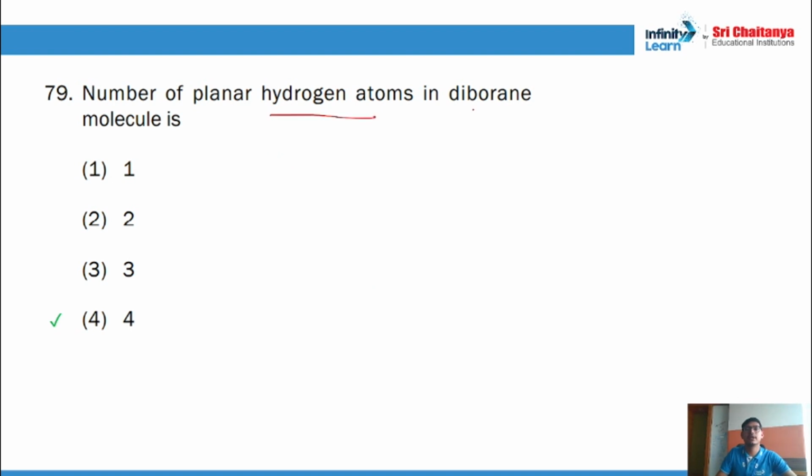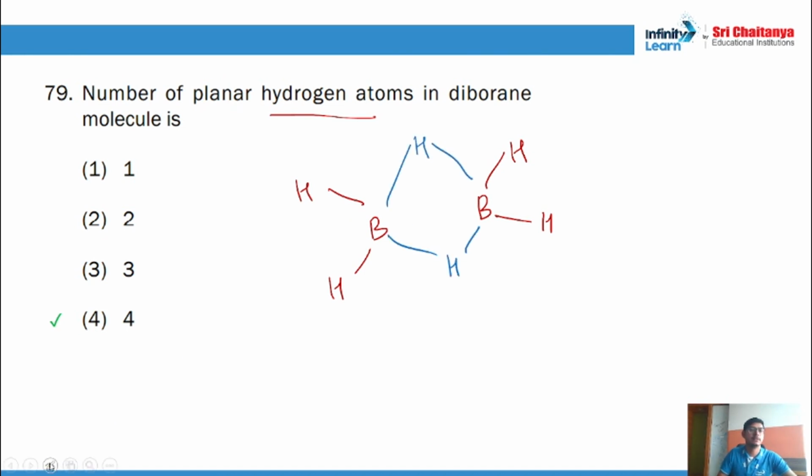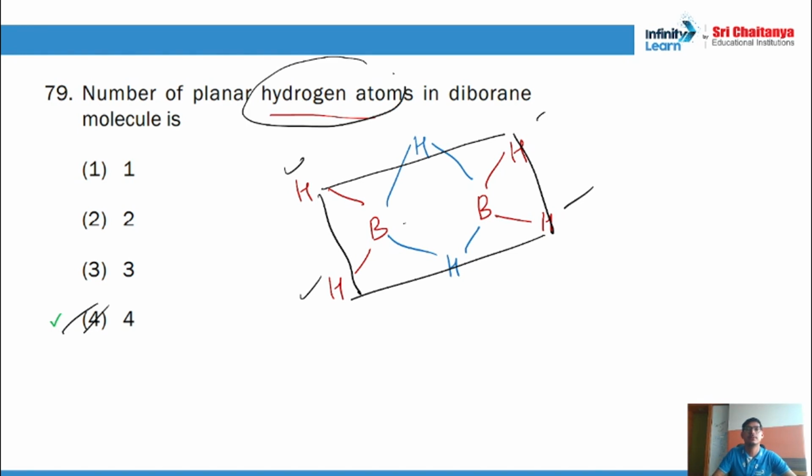Number of planar hydrogen atoms in the diborane molecule. Okay, guys, this is a special molecule because it has 4 normal covalent bonds, which we also call 2 center 2 electron bonds, and the 2 hydrogen atoms are special because they form 3 center 2 electron bonds. Basically, you will find that I can take this as the molecular plane. So there are 4 hydrogen atoms in the molecular plane and 2 boron atoms. So the answer is 4, because we are only talking about the number of hydrogen atoms which are in the molecular plane.